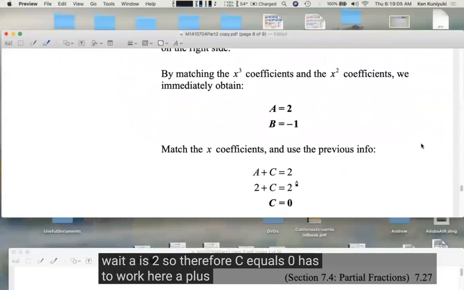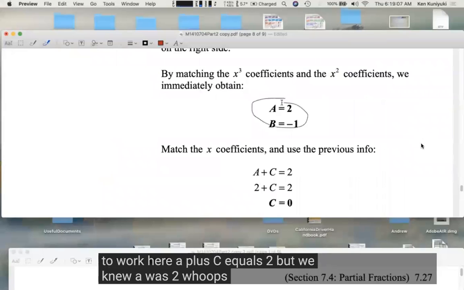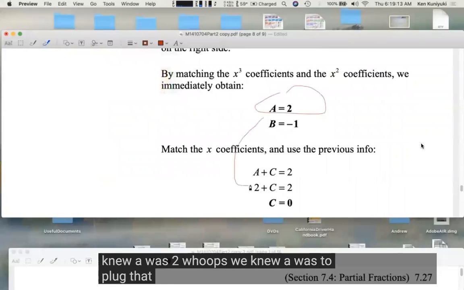A plus C equals 2, but we knew A was 2. We knew A was 2. Plug that in. We get C equals 0.